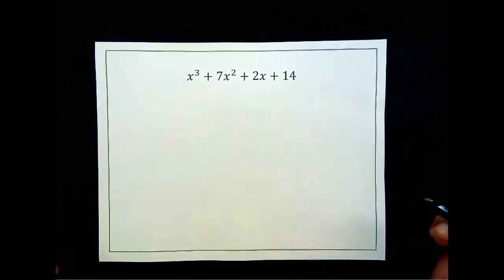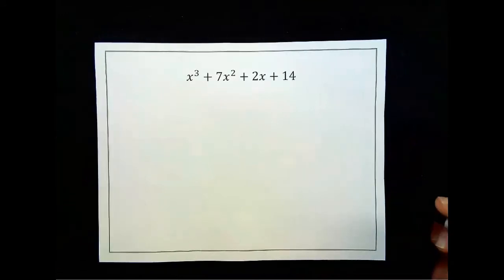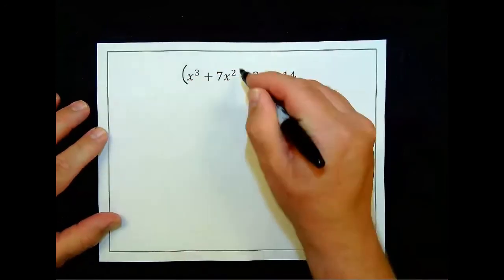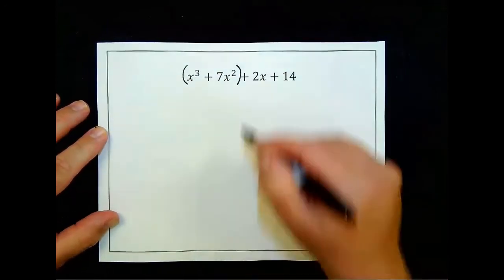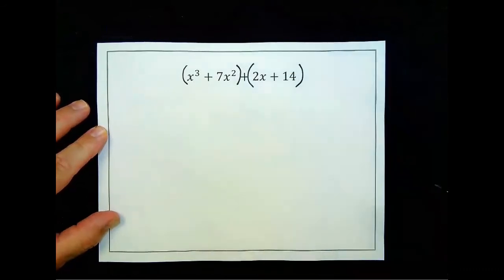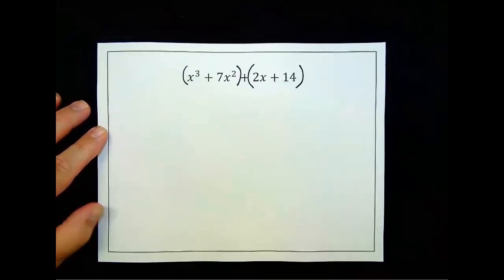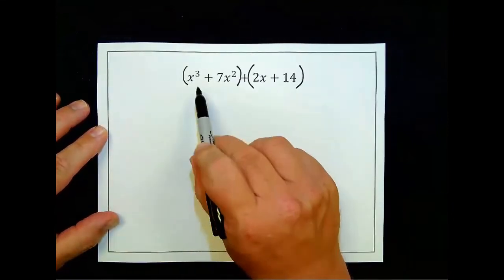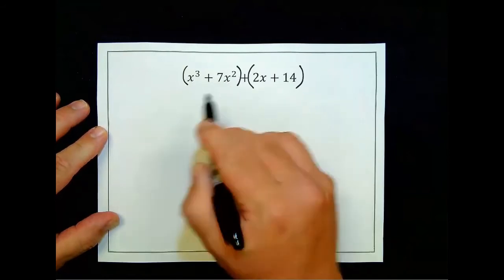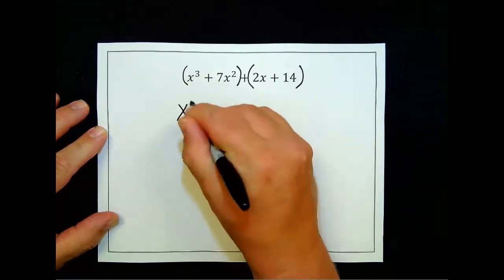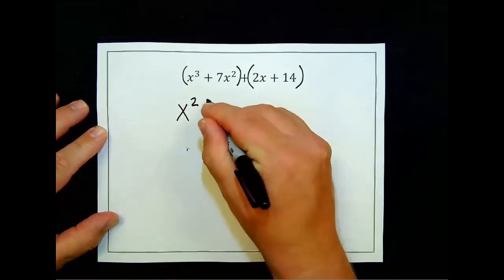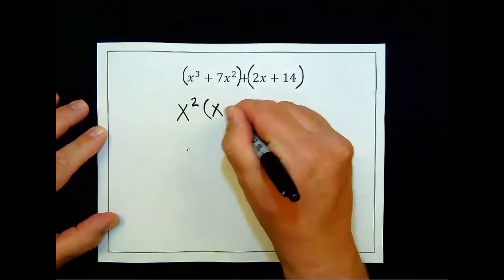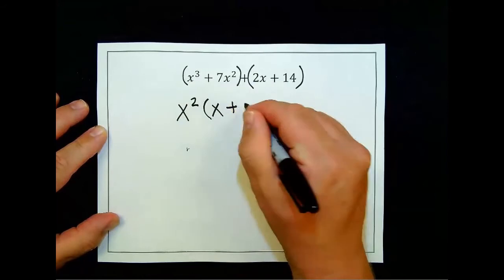x cubed plus 7x squared plus 2x plus 14. And what you want to do is group the first two terms and group the last two terms, assuming they're in order. Now, I'm going to take out any common factors they have. x cubed and 7x squared both have an x squared in common. So when I take x squared out of x cubed, I end up with just 1x. And when I take x squared out of 7x squared, I end up with 7.